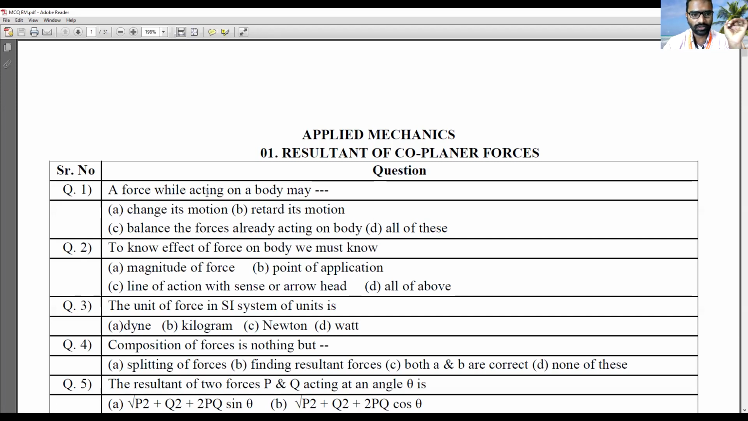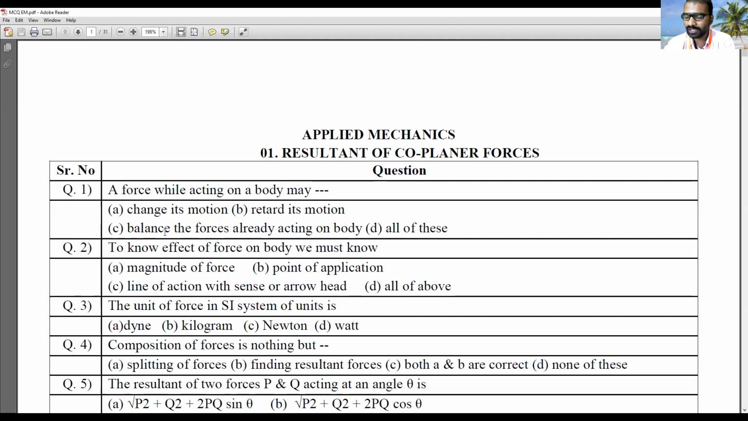A force while acting on a body, the body may: option A, change its motion; option B, retard its motion; option C, balance the forces already acting on the body; option D, all of these. What is the answer? All of these, sir. Yes, it changes its motion, it can retard its motion, and it can balance the forces already acting on the body. All three options are valid. When force is applied on any body, it will change the motion. Obviously, if it is in motion and the force acts in the opposite direction, it will retard it as well.